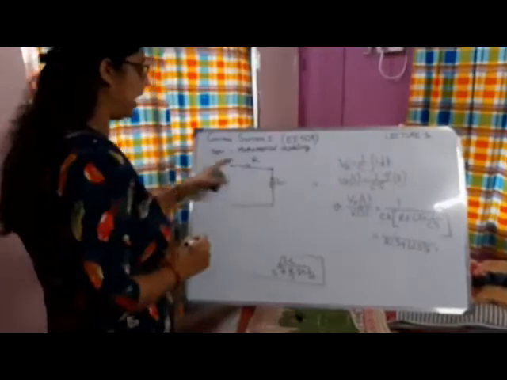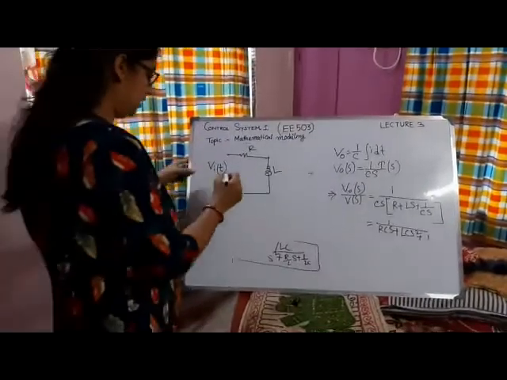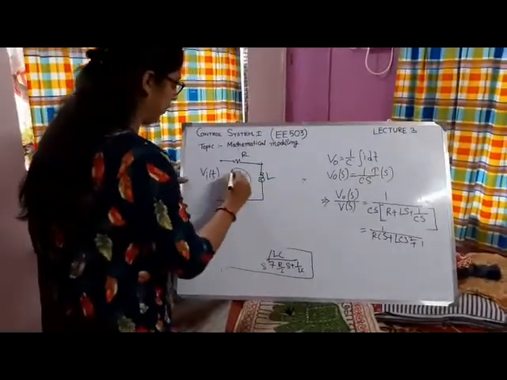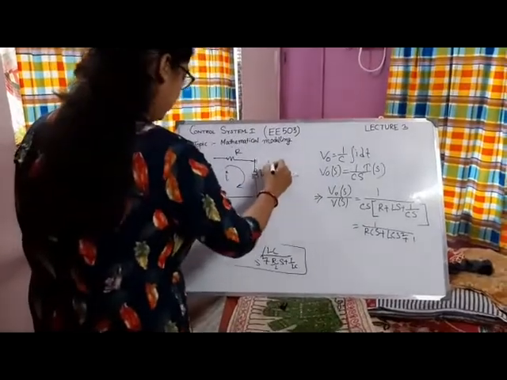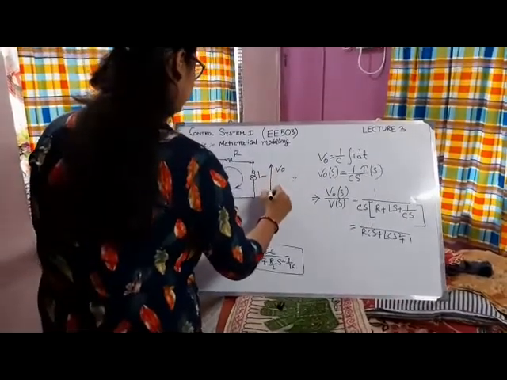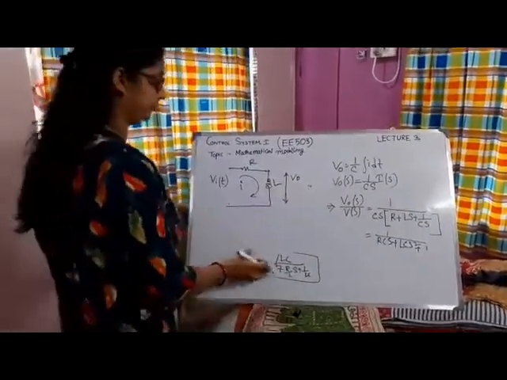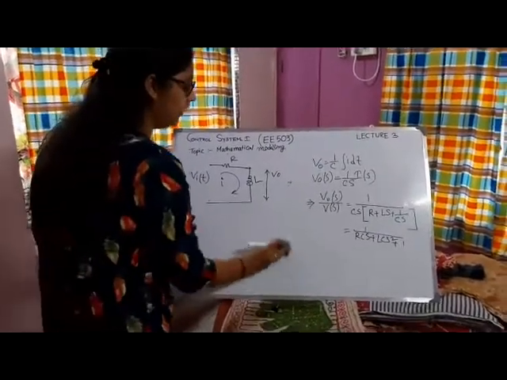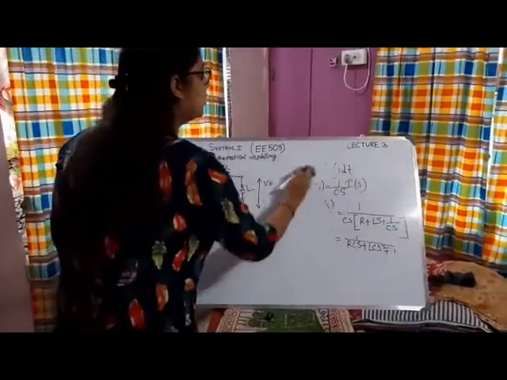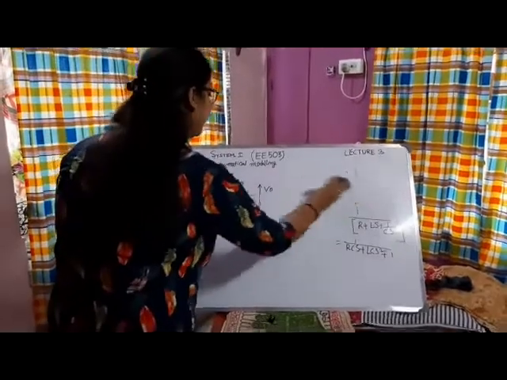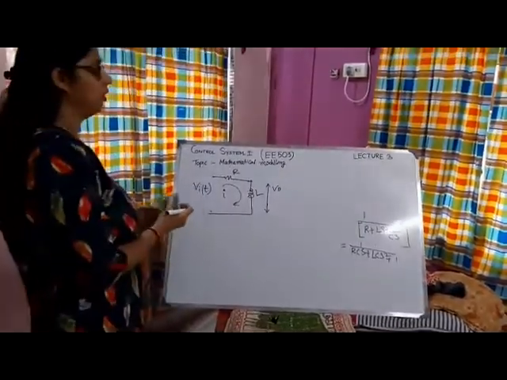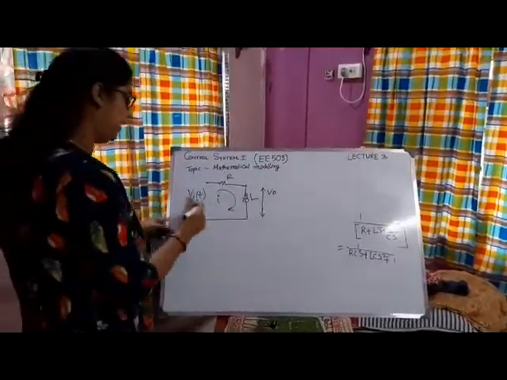And only an R and L circuit is given over here, and current I is flowing through the circuit, and the output is taken at the end. So what will be the transfer function of this electrical circuit? In the same manner we will apply KVL in this loop.